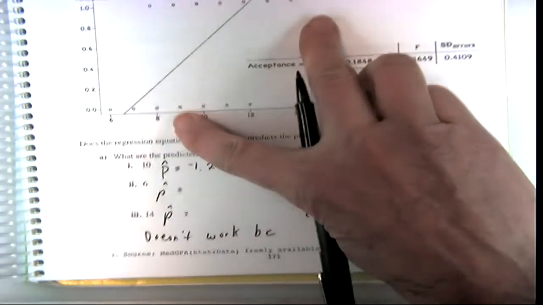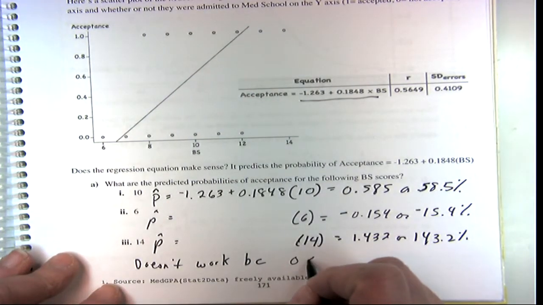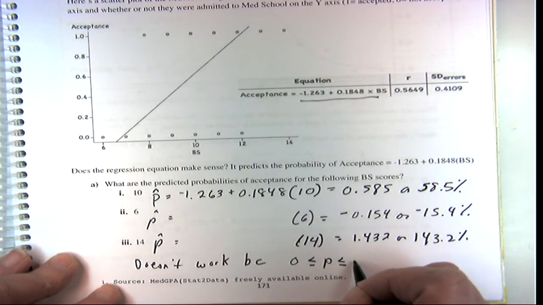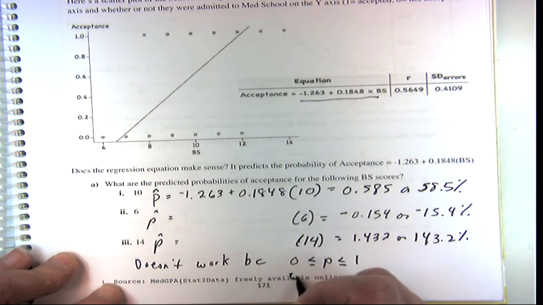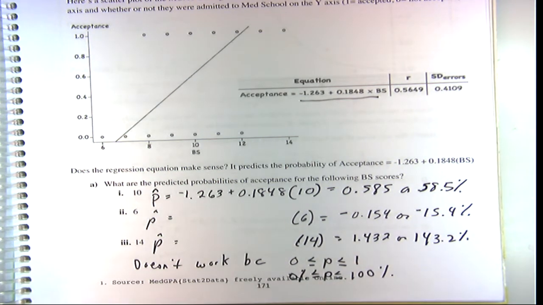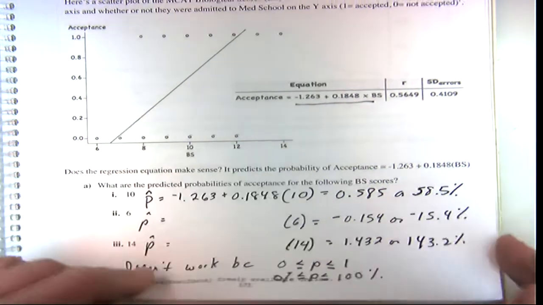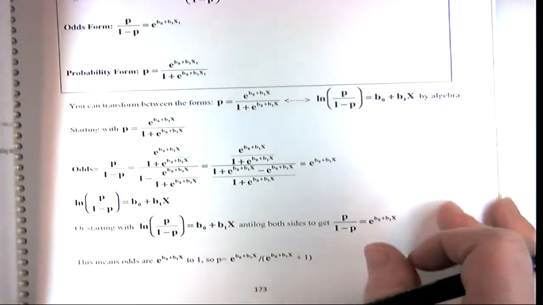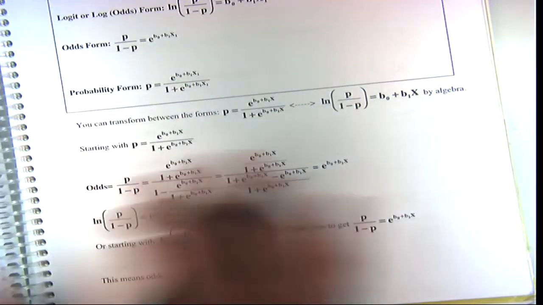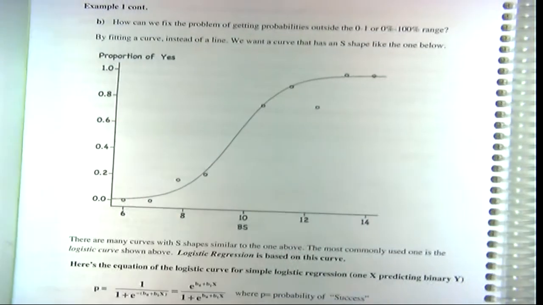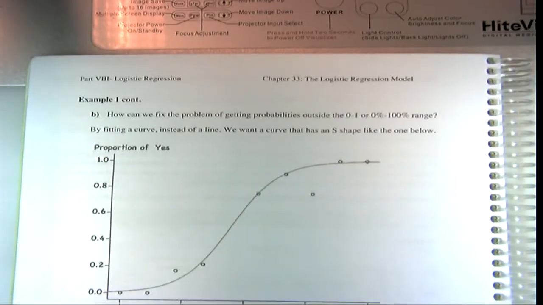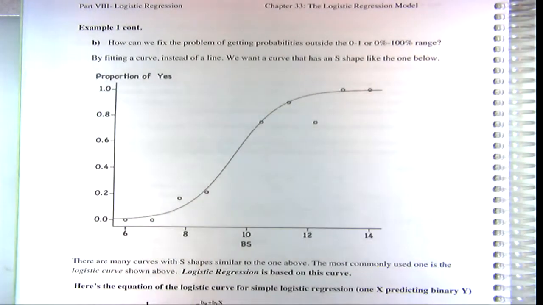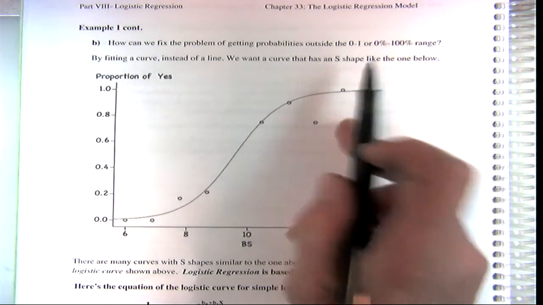In the range we're even interested in, because probabilities have to be between 0 and 1, or between 0% and 100%. So we're going to have to do something else. What we're going to do is not fit a line, but fit a curve. This logistic curve. So how can we fix this problem?